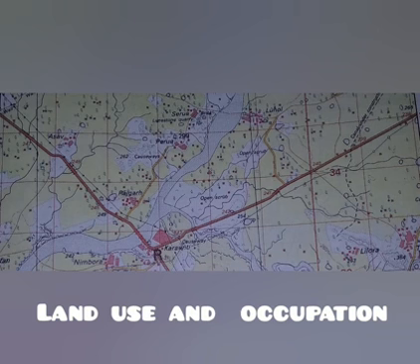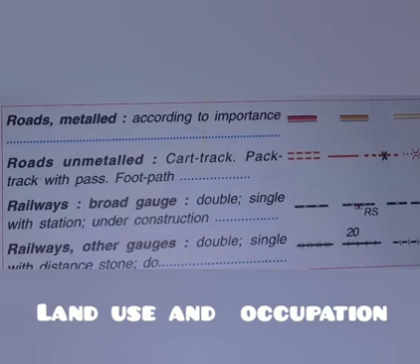If we find settlements along the banks of the river, then fishing may be an important occupation of the people of that area. If you find settlements especially near the metalled roads, the occupation can also be industries, trade and services. These are the points. And now, means of transport.